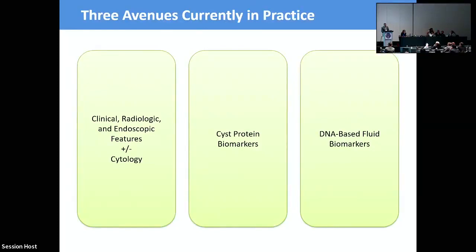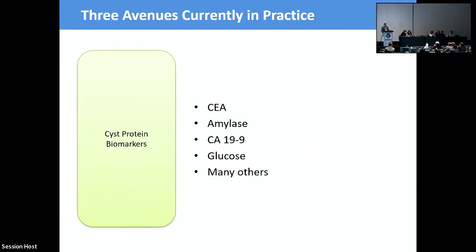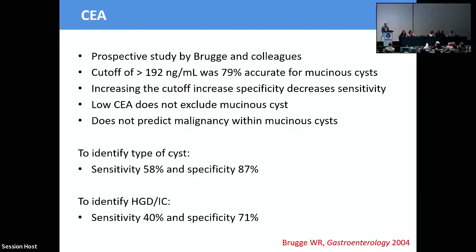But just to be clear, there are currently 3 avenues in practice that we use in trying to understand and define these IPMNs a little bit better. The first one is the clinical, radiologic and endoscopic features, plus or minus the cytology. And the two that I'm going to focus on today are the cyst protein biomarkers and the DNA-based fluid biomarkers. So the first one we just heard a lot about, and is basically the Fukuoka guidelines, as you know. We're moving on, looking at cyst protein biomarkers. So these include things like CEA, amylase, CA19-9, glucose, and by the way, there are many others.